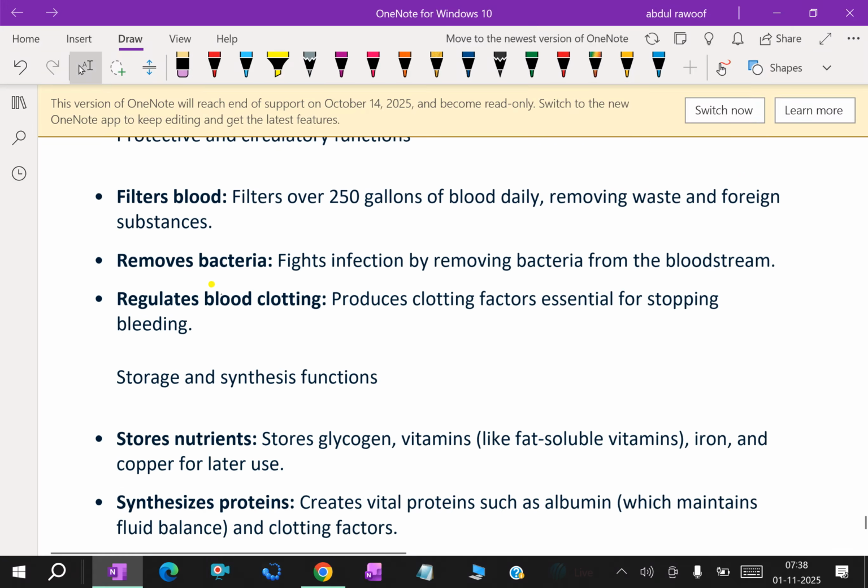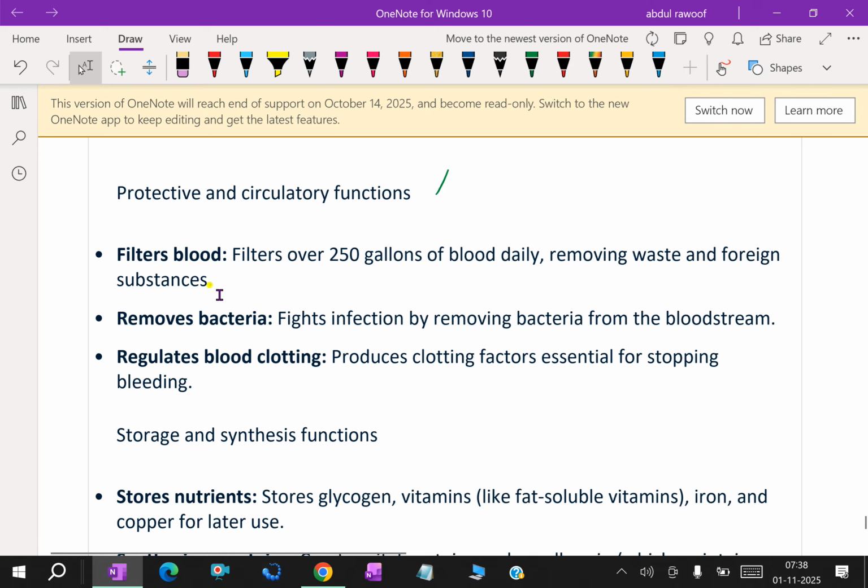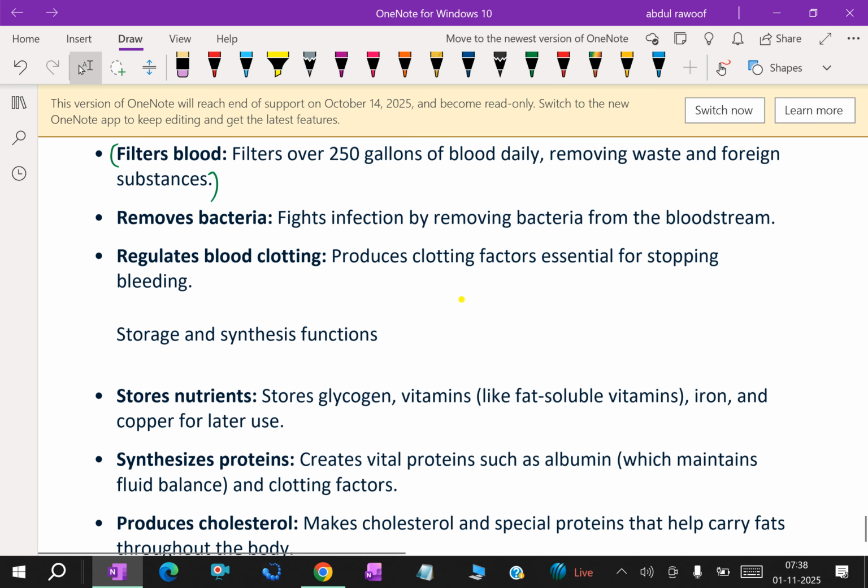Protective and circulatory functions: filters blood, filters over 250 gallons of blood daily, removing waste and foreign substances. Removes bacteria, fights infections by removing bacteria from the bloodstream. Regulates blood clotting, produces clotting factors essential for stopping bleeding.